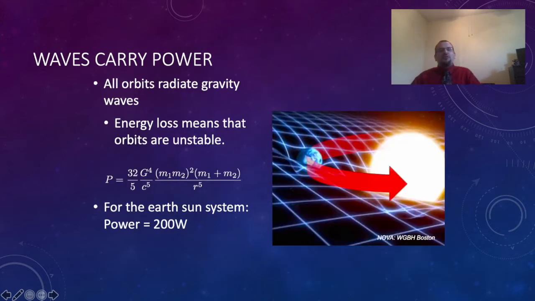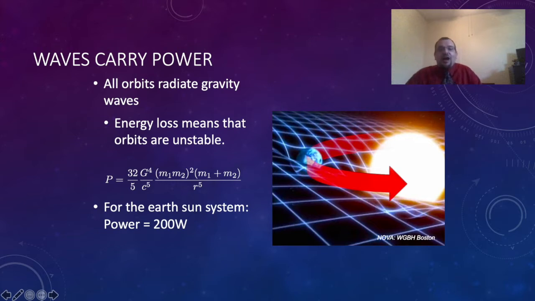All right, so one of the things about waves is they carry power. And all orbits radiate gravitational waves. So this means that all orbits are unstable because there's a little bit of energy going away from it. And I got the equation there. So this is the equation for power, the power that's radiated away from the gravitational waves.